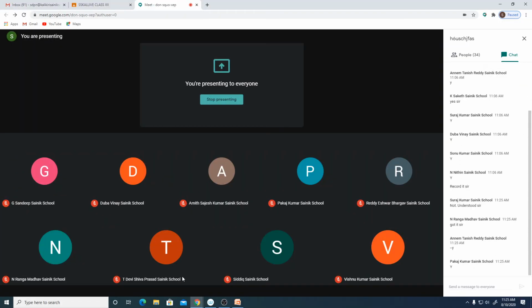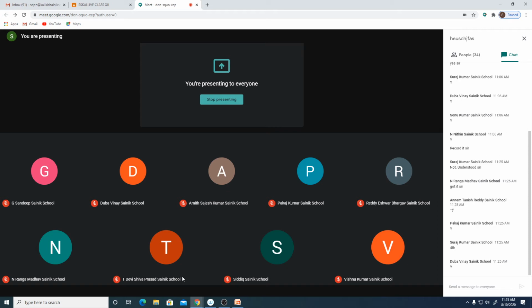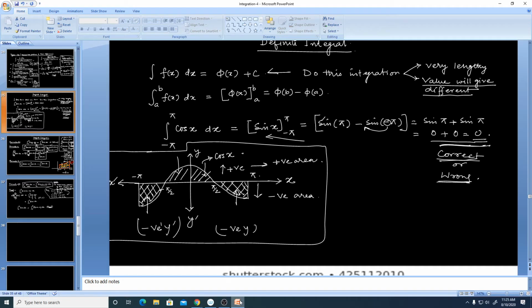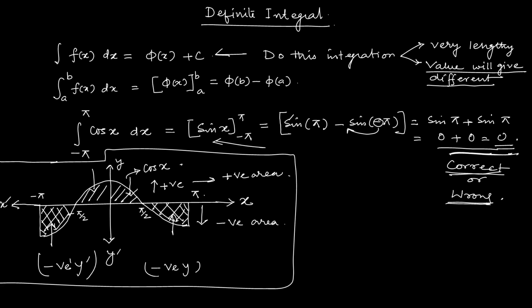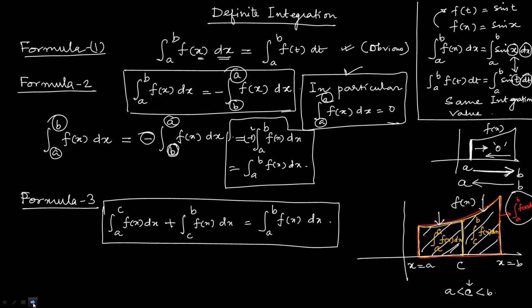Suraj, which formula have you not understood? Suraj, the fourth one. Okay, the last one, that means the last one. So this one, this formula.